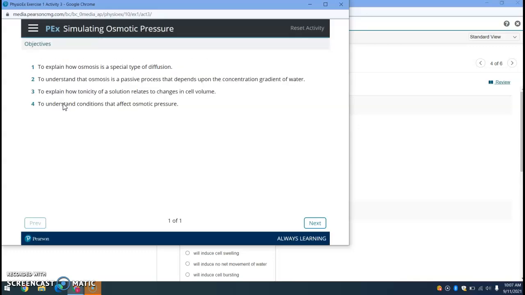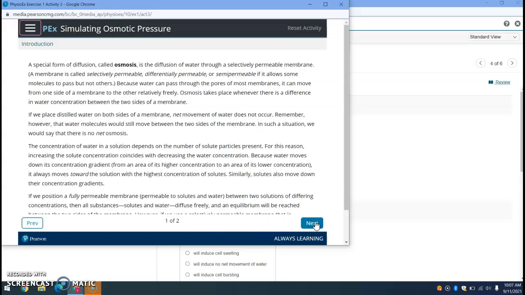When I click on this, it says the objectives are to explain how osmosis is a special type of diffusion, to understand that osmosis is a passive process that depends upon the concentration gradient of water, to explain how tonicity of a solution relates to changes in cell volume, and to understand conditions that affect osmotic pressure. I'm not going to read this, but there's information in here about osmosis.